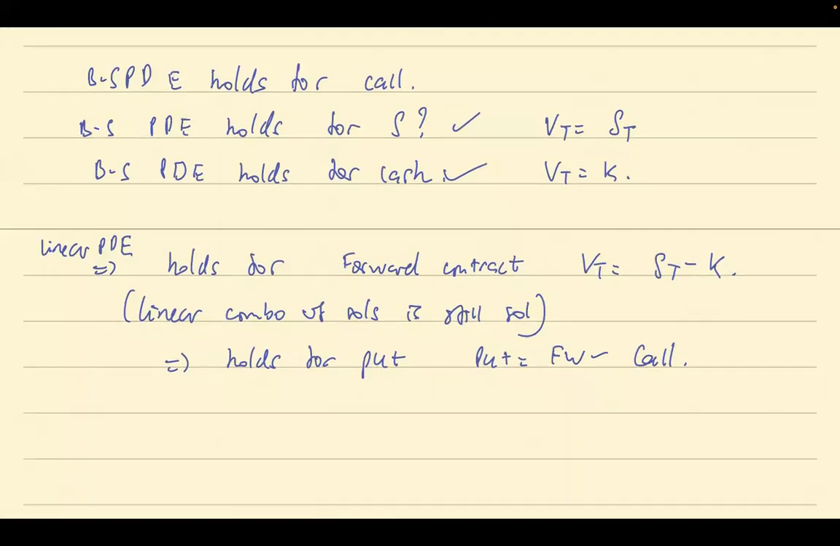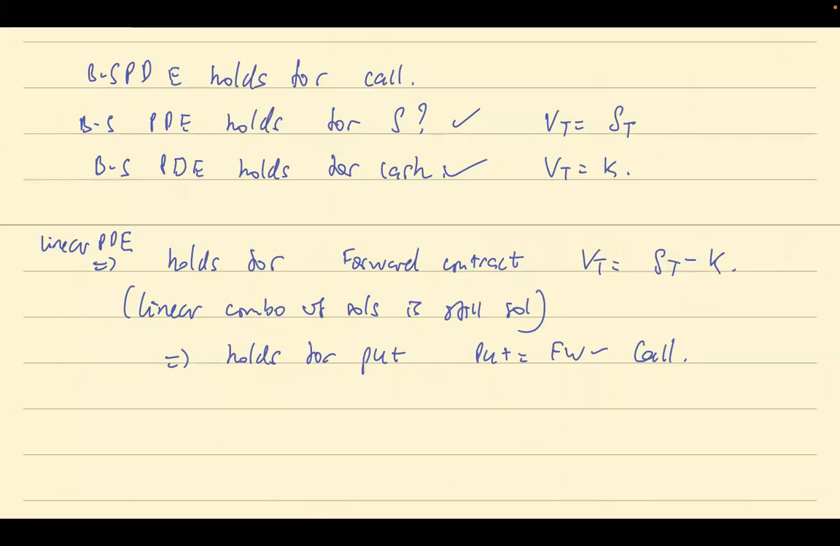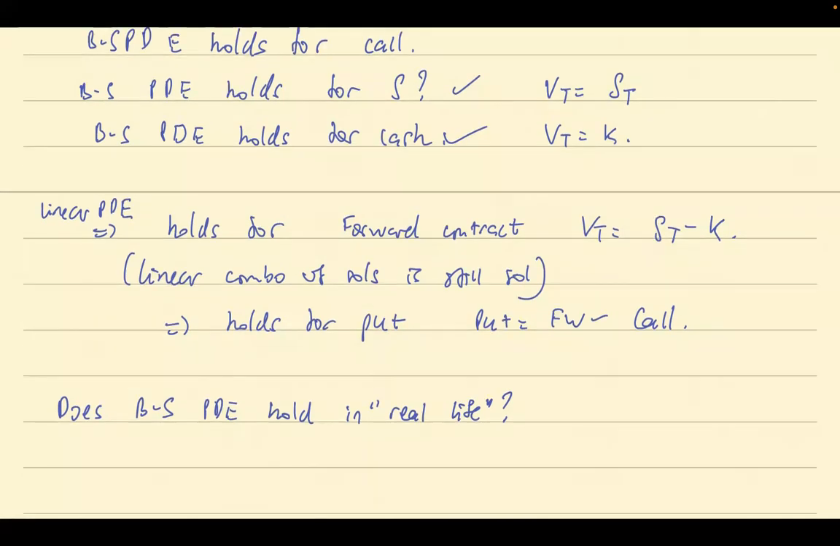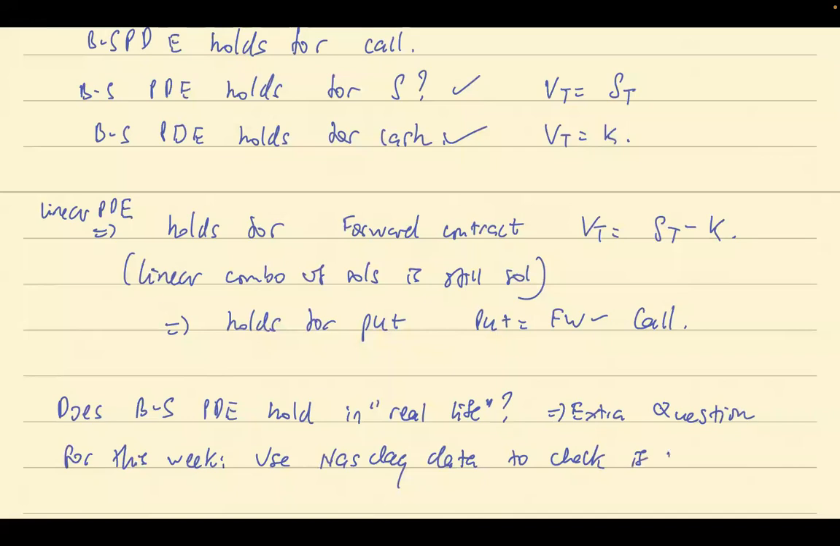All right. So here's a question I want to check out. Does the Black-Scholes PD hold in real life? This is something we should check out. I know that Shinan put the Nasdaq delta on it, but does Nasdaq have theta and gamma? Yes, they do. That's good, because then I will put an extra question on this homework, later: use Nasdaq data to check if Black-Scholes holds.